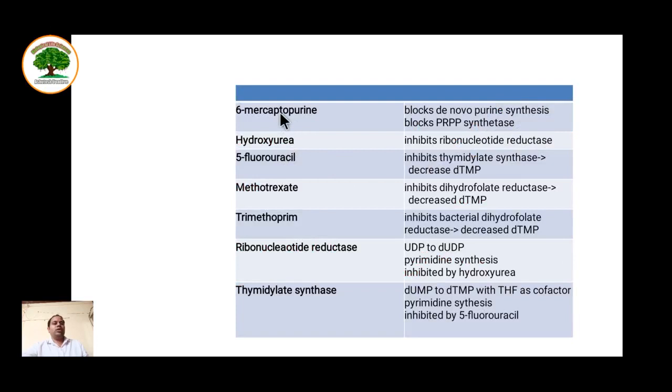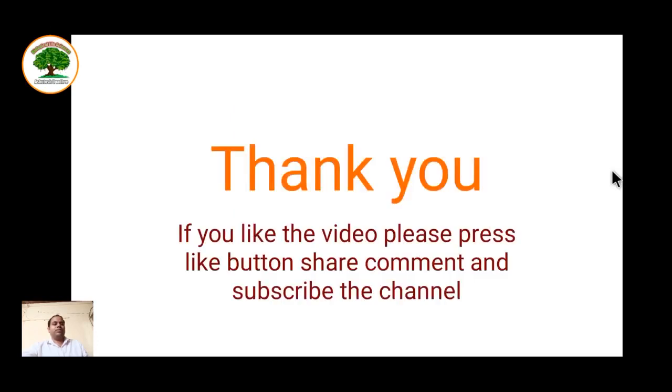Again, this is shown here. These are the different analogs of bases and whatever effect they have on the synthesis of purines. Thank you.